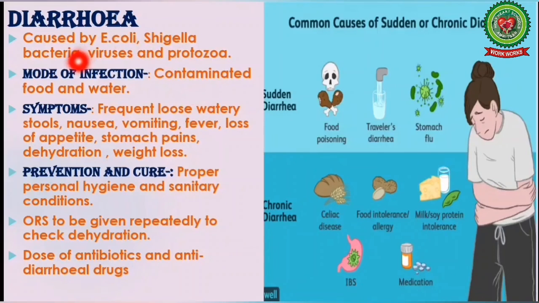Next, talking about diarrhea. It is caused by E. coli, Shigella bacteria, viruses, and protozoans. The mode of infection is contaminated food and water. The various symptoms include frequent loose watery stools, nausea, vomiting, fever, loss of appetite, stomach pains, dehydration, and weight loss. Now, talking about prevention and cure: proper personal hygiene and sanitary conditions. ORS, that is oral rehydration solution, to be given repeatedly to check dehydration, and dose of antibiotics and antidiarrheal drugs.